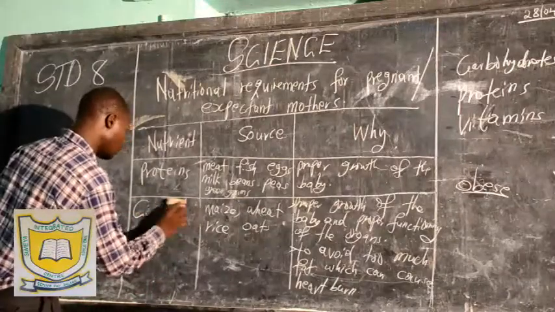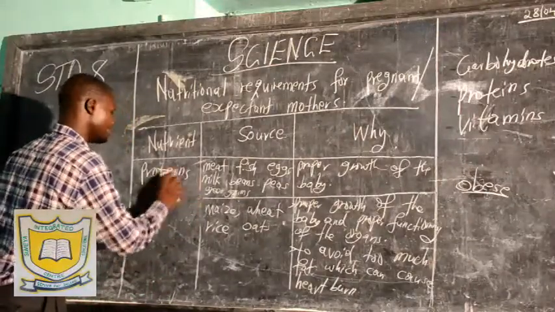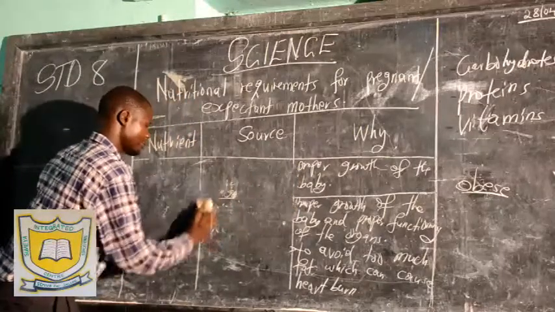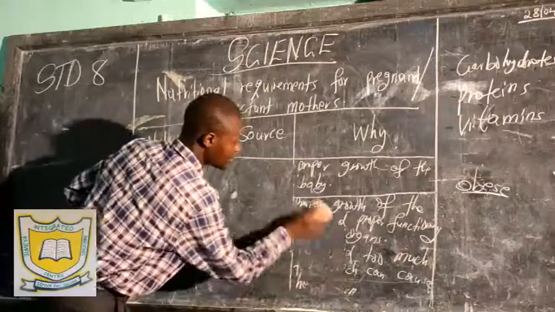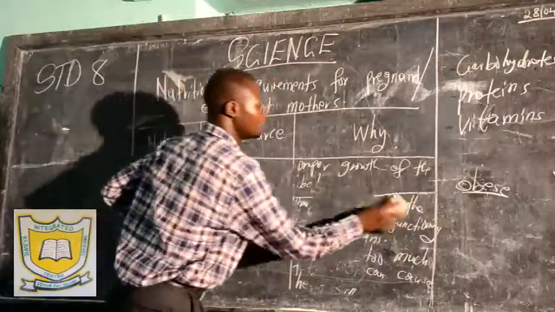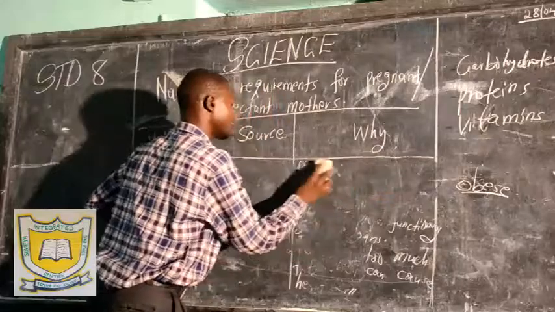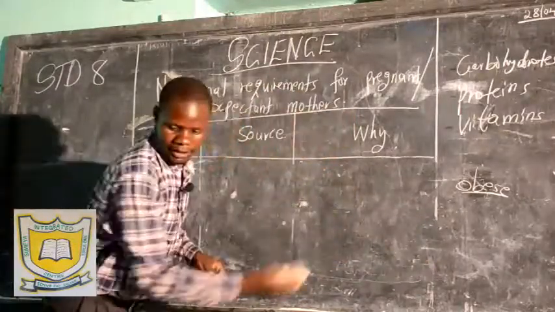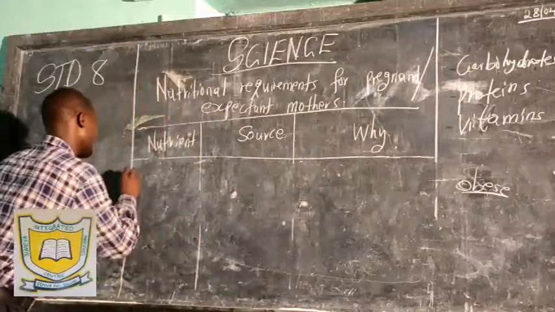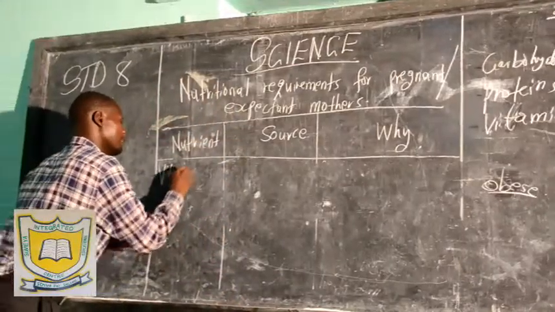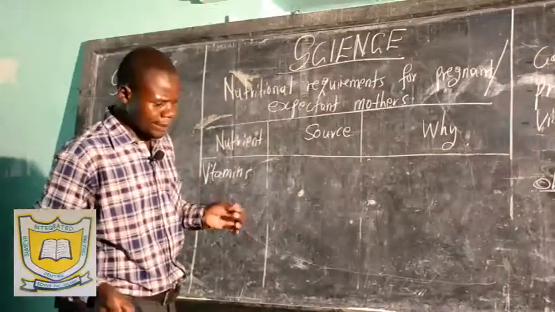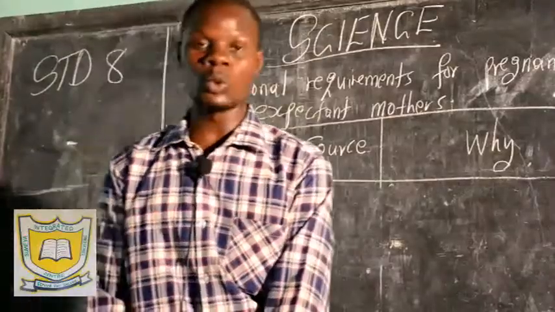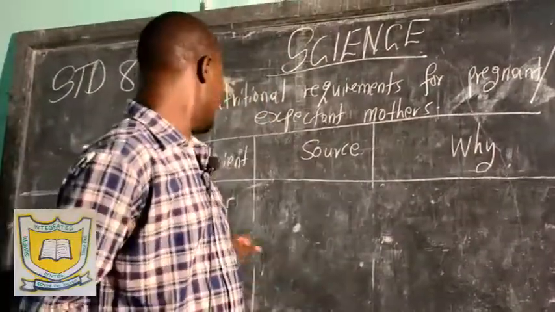Next, let us talk about vitamins. What are the functions of vitamins? Why should we include vitamins in the pregnant mother's diet? Number 3, vitamins. Now when you talk about protein, carbohydrates and vitamins, then it means that we will have talked about the rule of 3, balanced diet, the rule of 3.